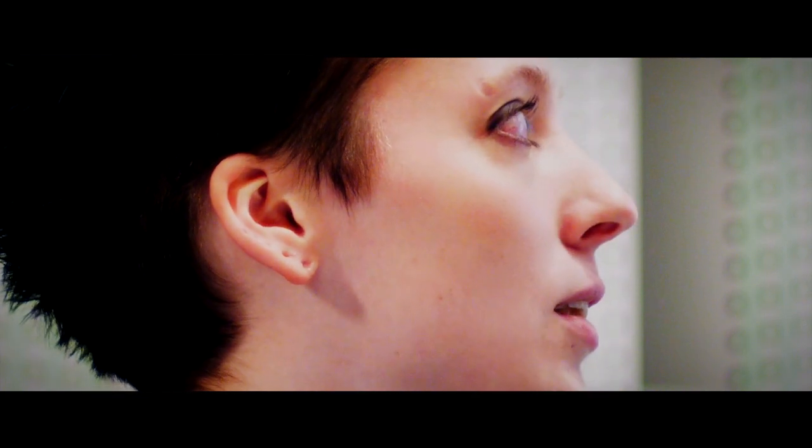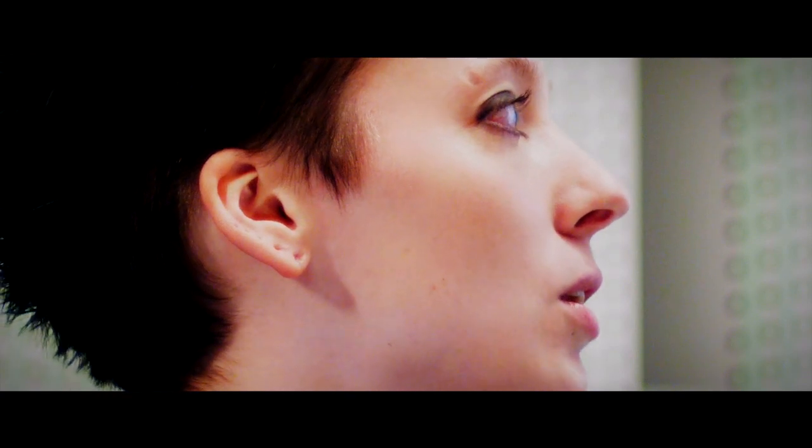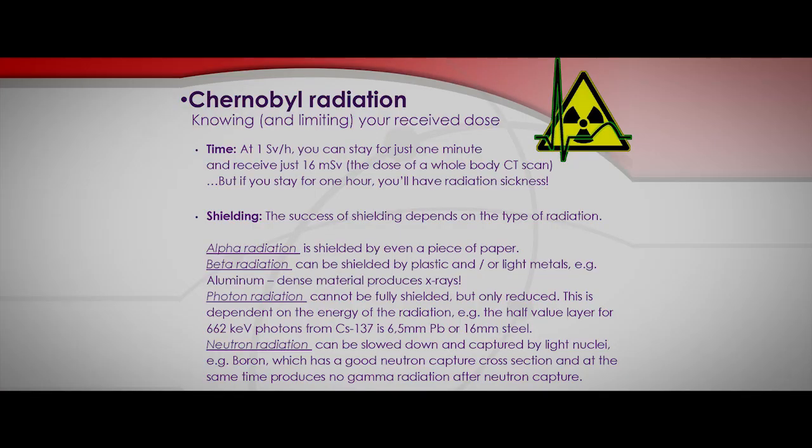And of course, the shielding, which depends on the material. Alpha radiation is easily shielded by a piece of paper. Beta radiation, easily shielded as well, but you gotta be careful that you don't produce too much X-rays by shielding it with very dense material. Photon radiation cannot be fully shielded, but only reduced, which is determined by the half-value layer, the layer required to shield half of the radiation, which is, of course, dependent on the energy. So for cesium-137, 662 keV, you would need, for example, 6.5 millimeters of lead to reduce the dose to a half. Neutron radiation, we already talked about, can be slowed down, captured by a light nuclei, for example.